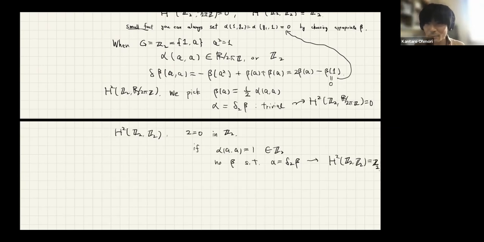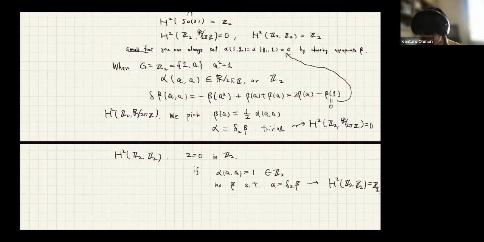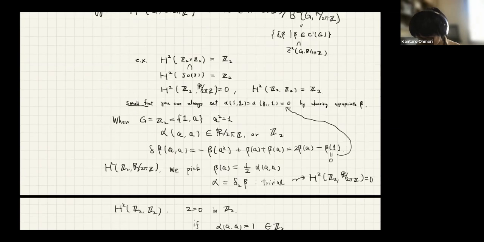So this is an example, a case you can explicitly compute. Any question? I think you can do the similar thing for this case and see that there is a non-trivial element, a non-trivial cocycle or non-trivial projective phase in the case of Z2 times Z2.